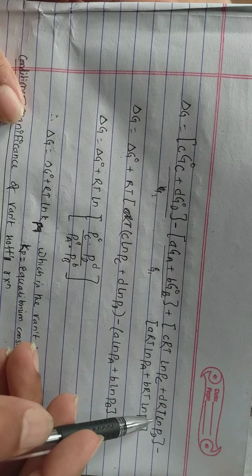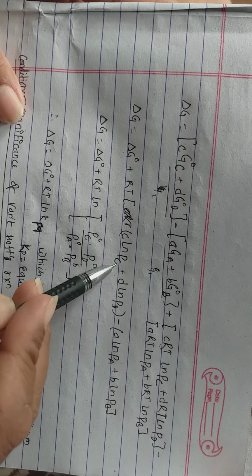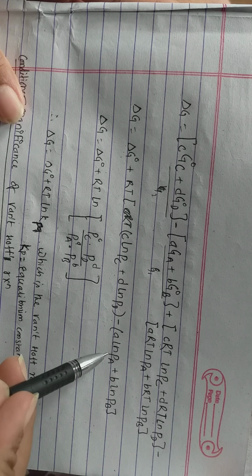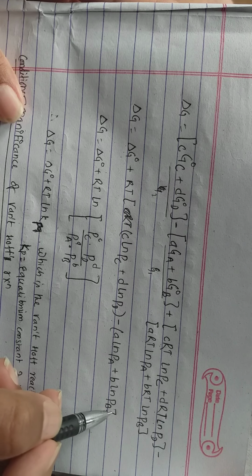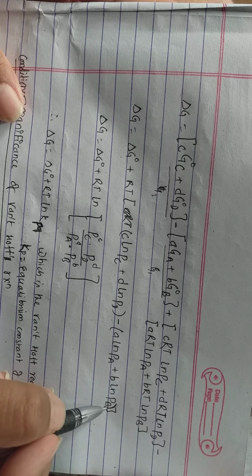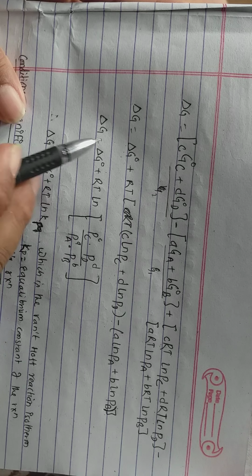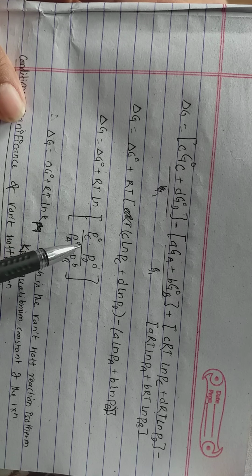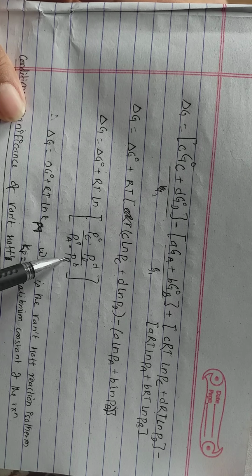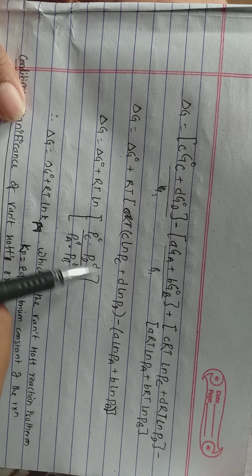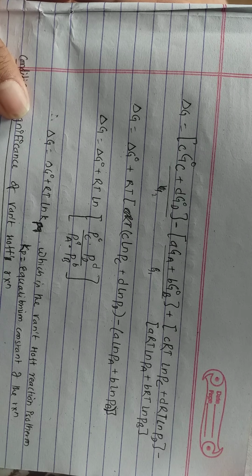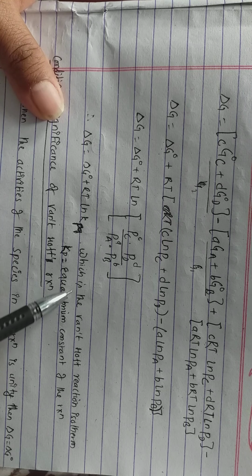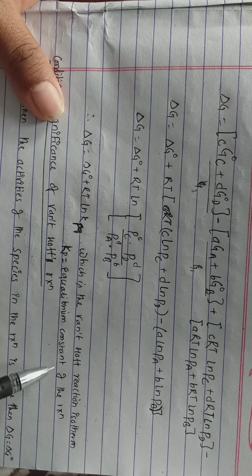At first, taking RT common, we have c ln Pc plus d ln Pd minus a ln Pa minus b ln Pb, in a small bracket, plus a big bracket. Then ΔG is equal to ΔG° plus RT ln of (Pc^c Pd^d)/(Pa^a Pb^b). This is the logarithmic function we applied here, and ΔG is equal to ΔG° plus RT ln Kp, where Kp is called the equilibrium constant of the reaction.